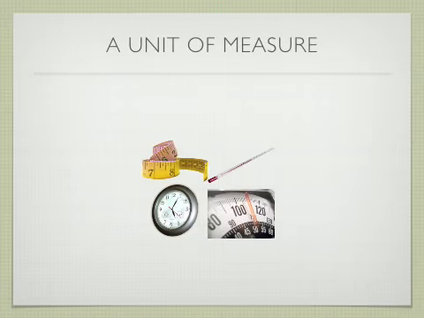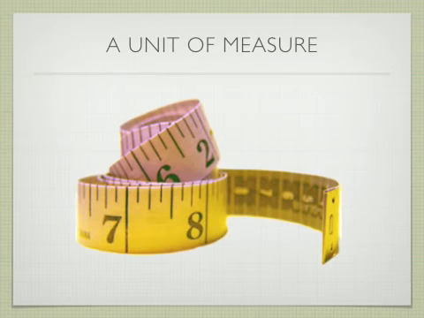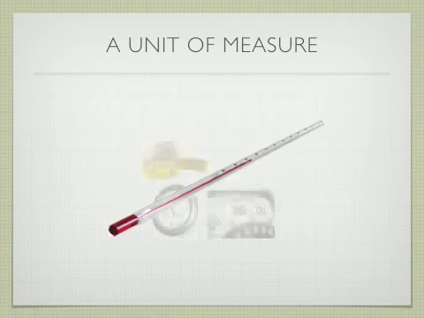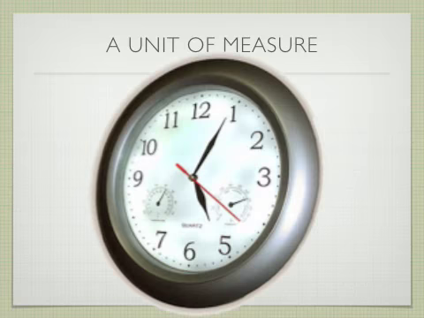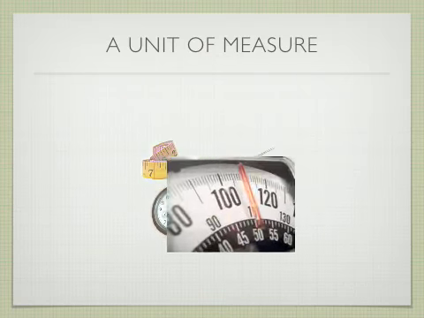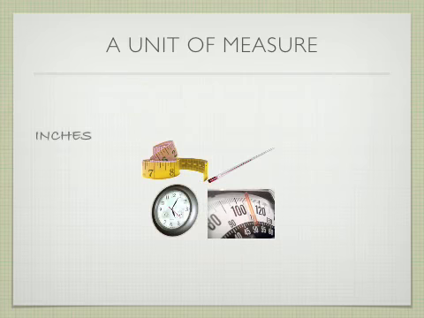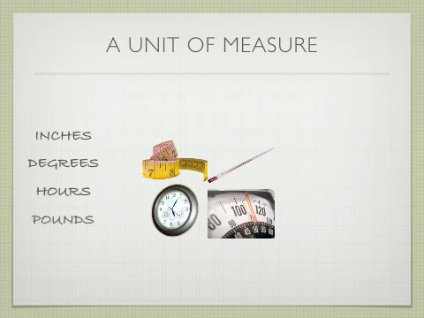Function points are a unit of measure, like an inch is to measuring distance, a degree is to measuring temperature, an hour is to measuring time, or a pound is to measuring weight. Inches, degrees, hours, and pounds are all units of measurement, just like function points is also a unit of measurement.